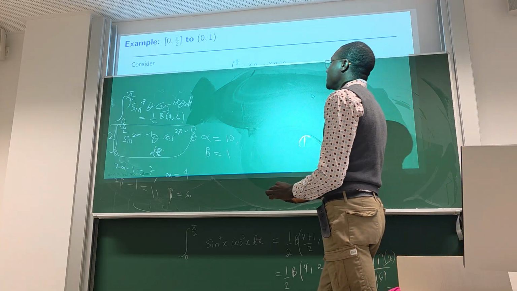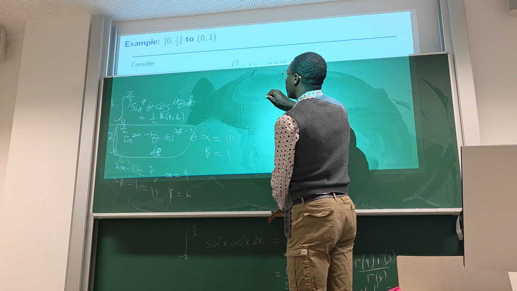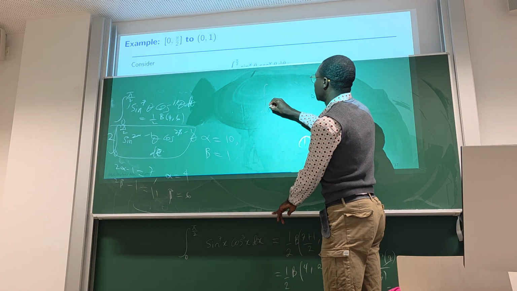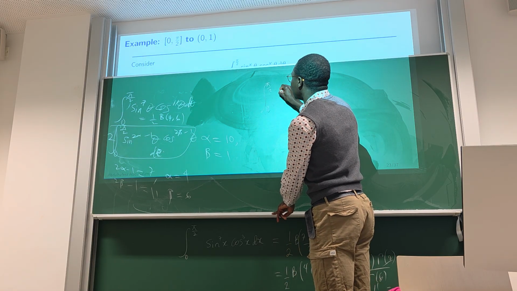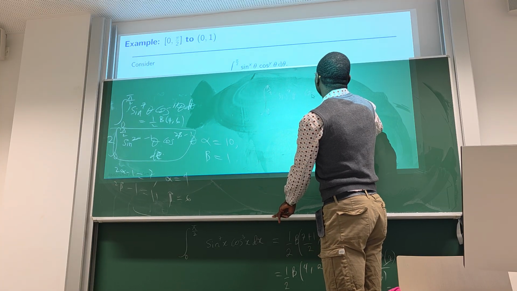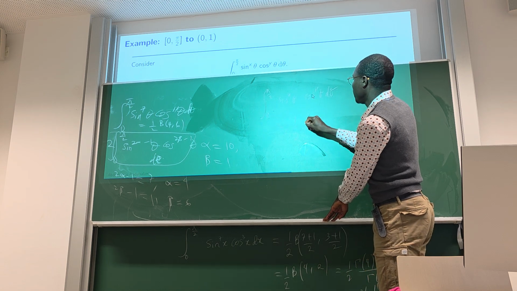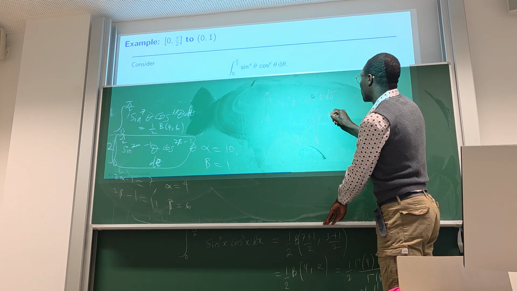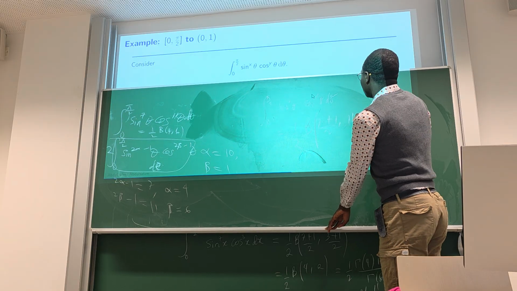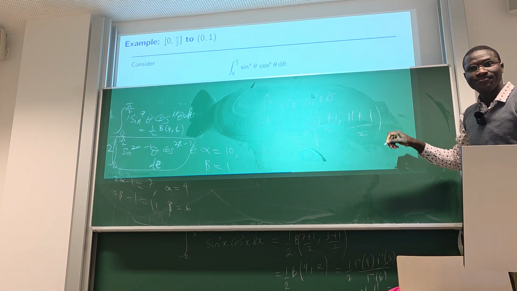Okay, when you find that, so what do you do? You just do this. The integral from 0 to pi over 2 of sine 7 theta cos 11 theta d theta would be half B of (7 plus 1 over 2), (11 plus 1 over 2). Now life is easy. Okay?